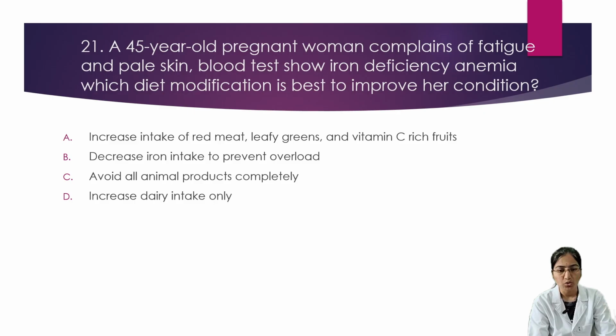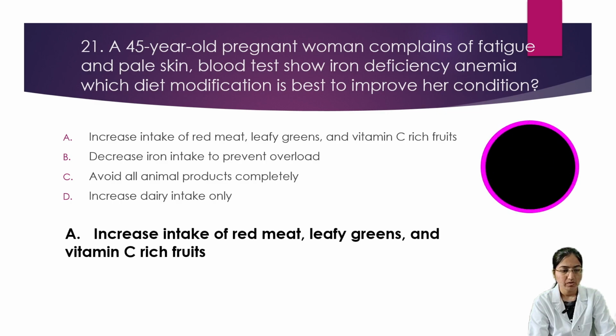A 45-year-old pregnant woman complains of fatigue and pale skin. Blood tests show iron deficiency anemia. Which diet modification is best to improve her condition? Right option is A, that is increase intake of red meat, leafy greens and vitamin C rich fruits.